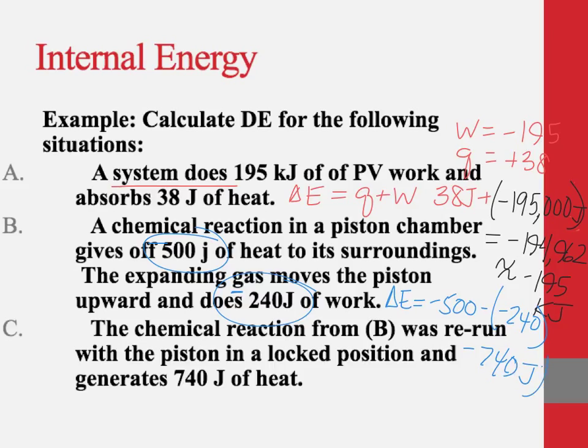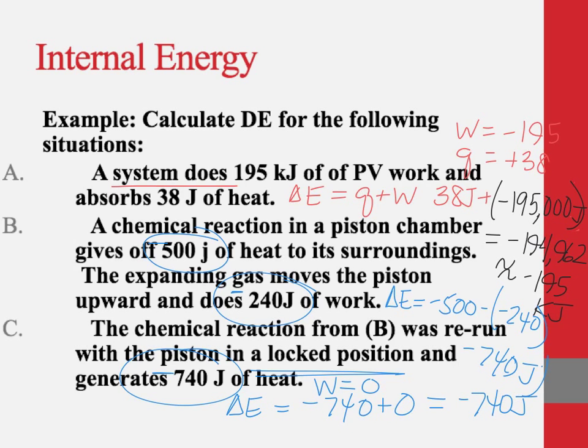All right. And the last one. The chemical reaction from B was rerun with the piston in a locked position. And this time, it generated 740 joules of heat. So it's generating, which means it's giving off, so this is going to be negative. The piston is locked, so it can't do any work. So work is equal to zero. So you've got delta E equals negative 740 plus zero. So it just equals negative 740 joules. All right, and that's it for lesson 1.